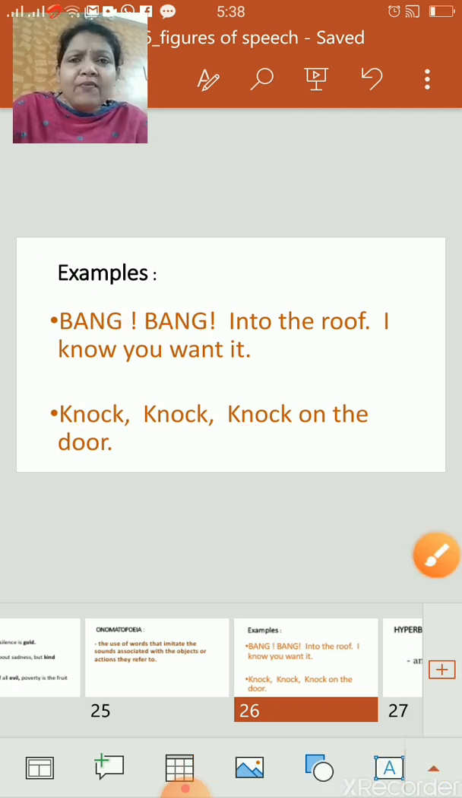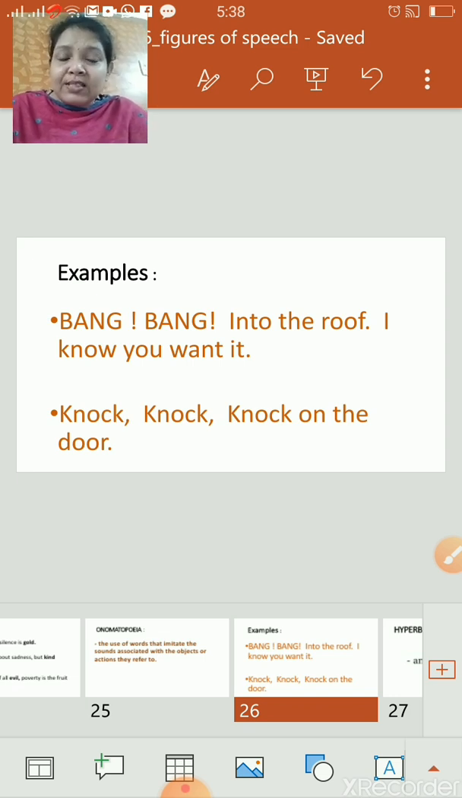Okay, so today I'm very clear that these kinds of easy words will be very clear to you, and you will be able to understand this kind of words. It is nothing but called onomatopoeia.